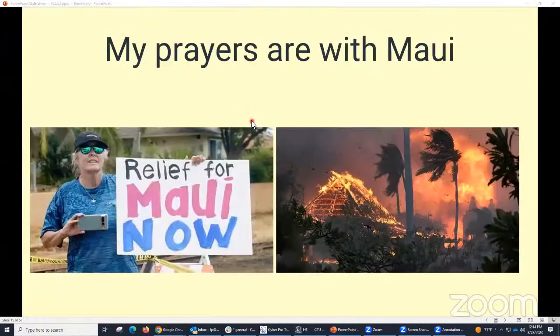So let's talk about some of the scanners, and let's talk about some of the catastrophes that we have. Let's talk about the horrible effects that happened in Hawaii. Okay. And first of all, let's pray for those people out there that are alive. And once again, our hearts go out to the people that lost their loved ones there. It is a huge, major catastrophe.